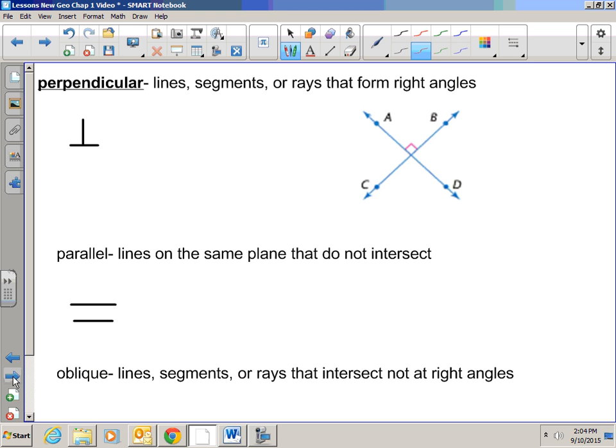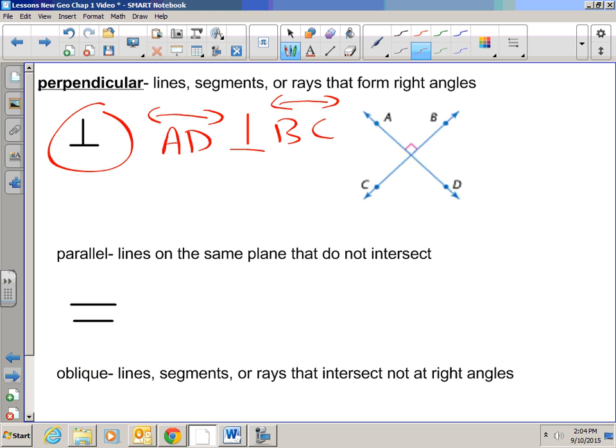All right. A couple more words that are important. Perpendicular. Perpendicular are line segments, rays, or even planes that intersect at right angles. The symbol for perpendicular is an upside down T. It looks like this. So we would write this as line AD is perpendicular to line BC because these are right angles. All four of those angles are right angles, so therefore AD is perpendicular to BC.